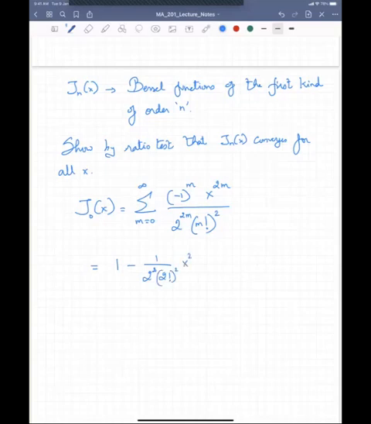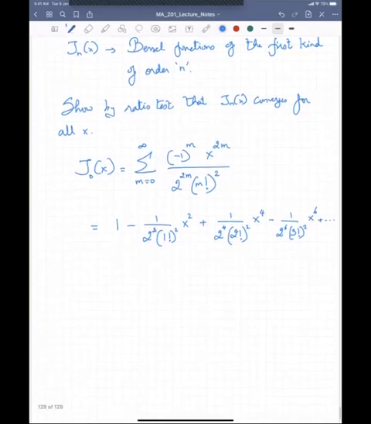The next term, m equals 2, comes with a positive sign, and this is 2 to the 4, 2 factorial squared. So the first factor would be a 1 factorial squared, because I'm putting in m equals 2. And this guy is x to the 4. And then you can easily guess that the next term would be 2 to the 6th, 3 factorial squared, x to the 6th, and so on and so forth.